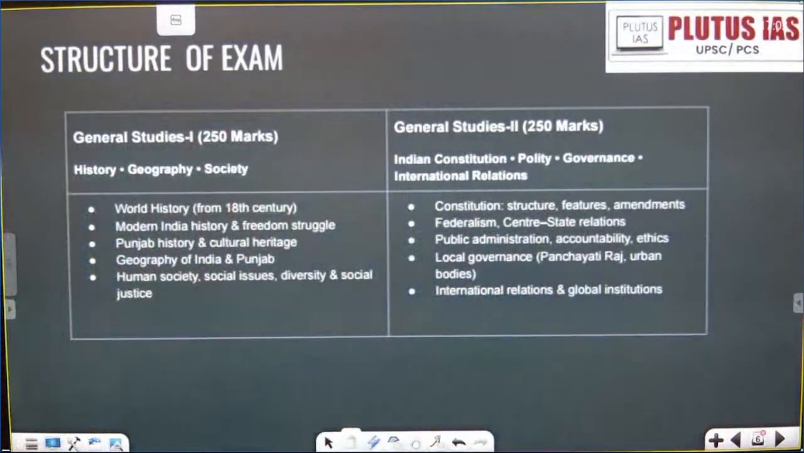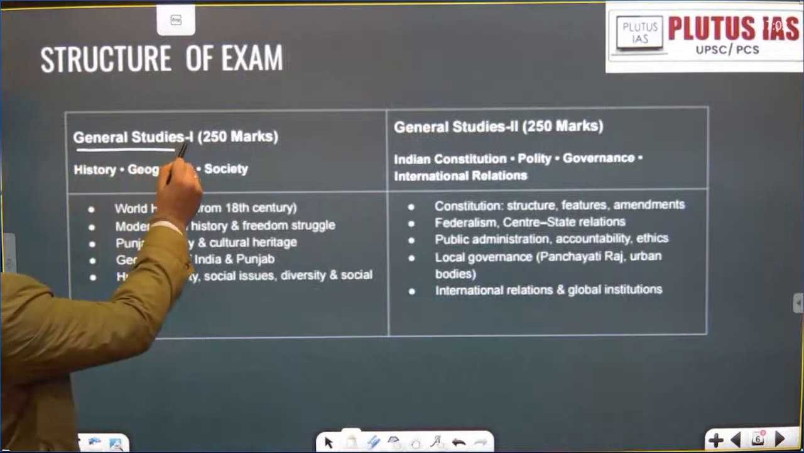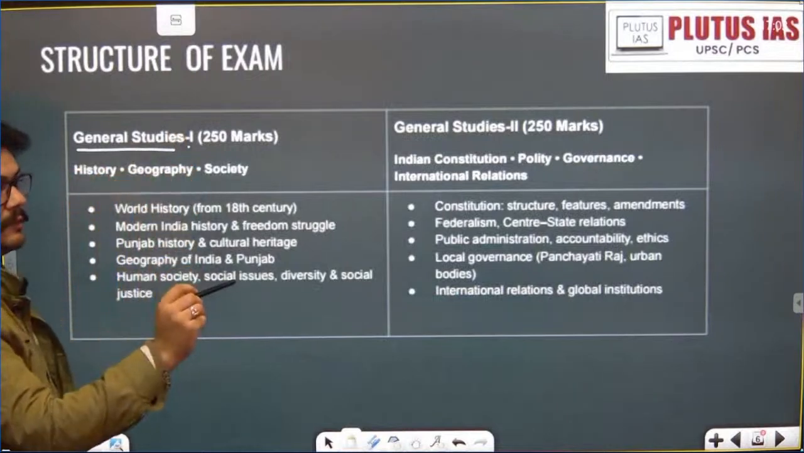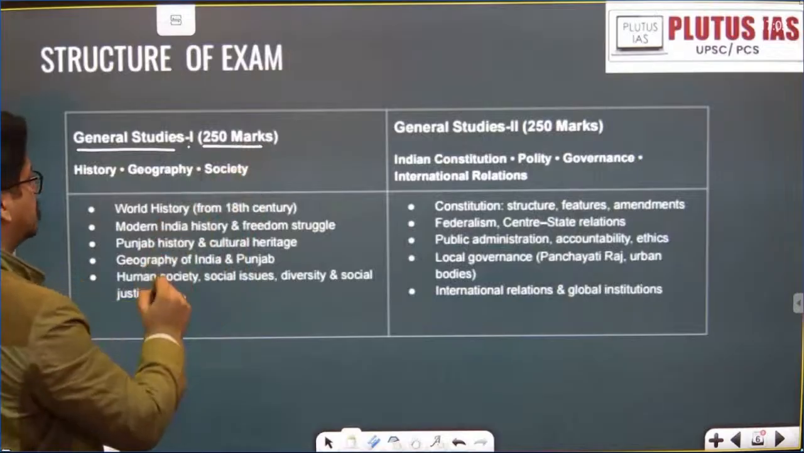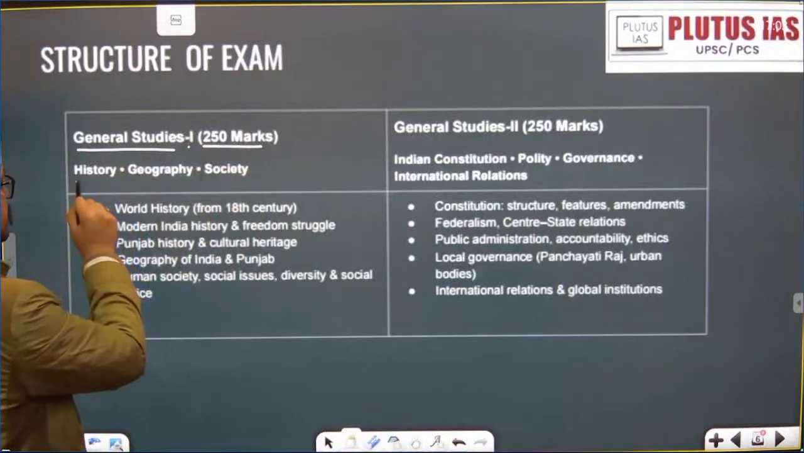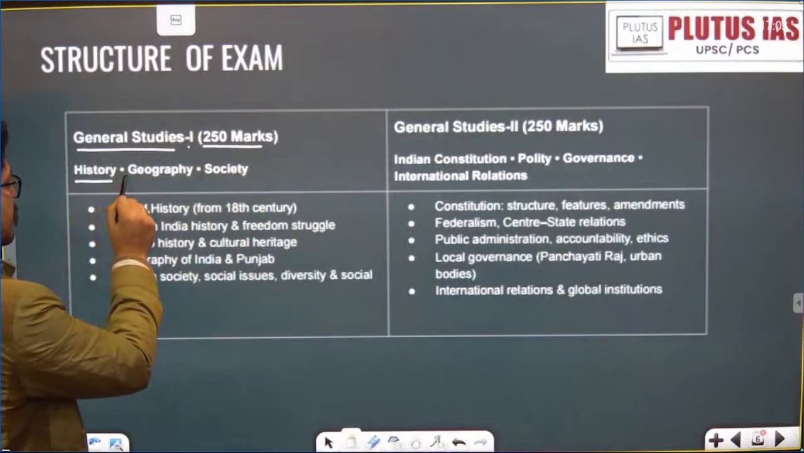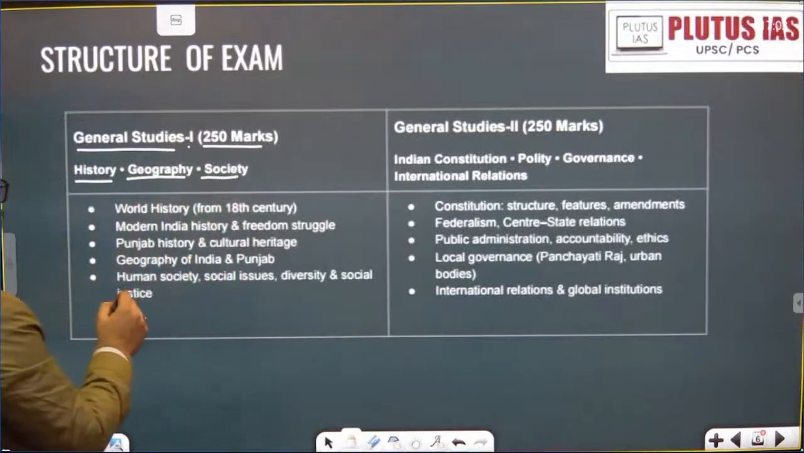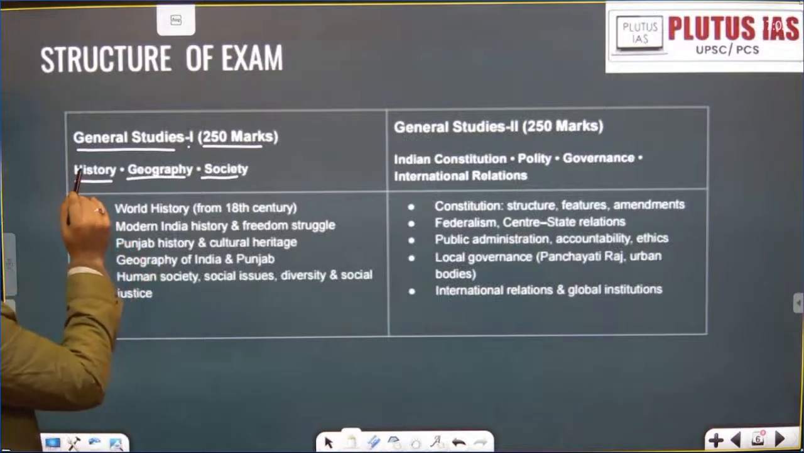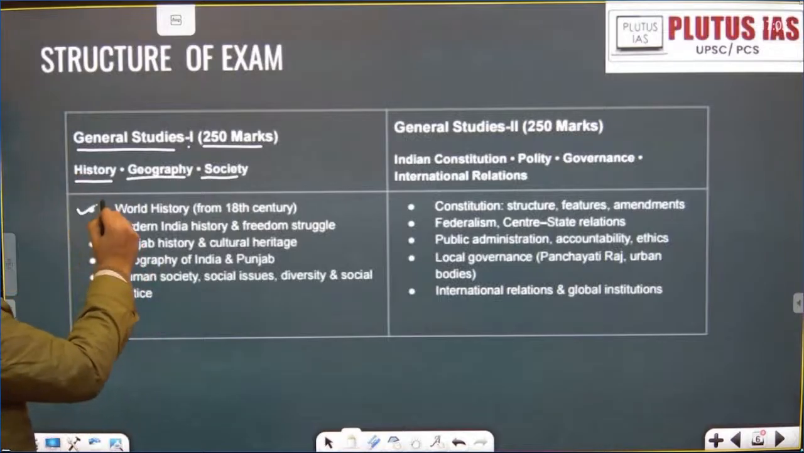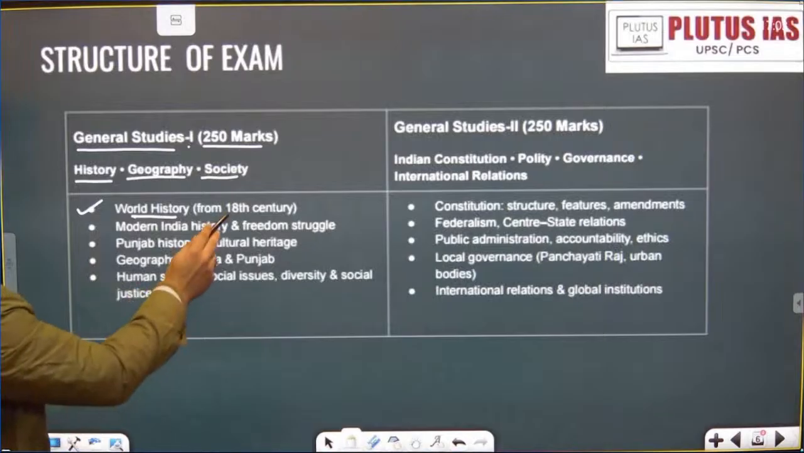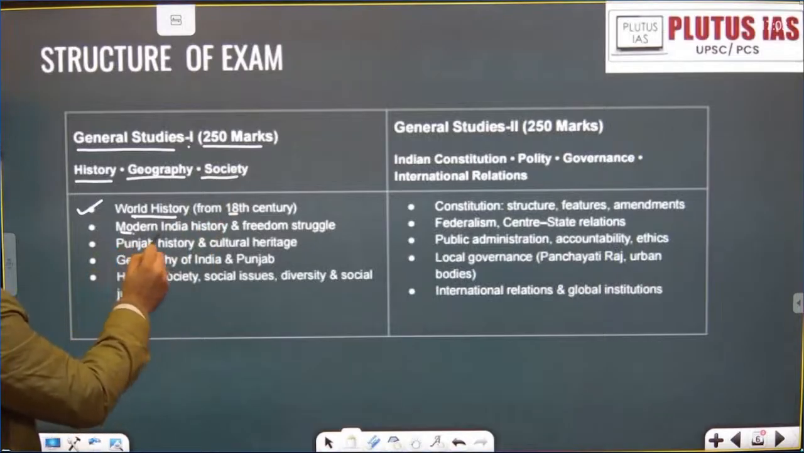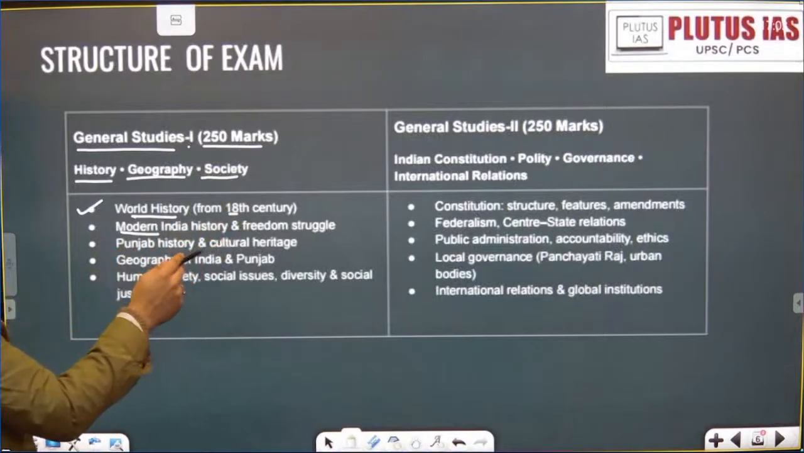So here comes the main cycle of general studies. First, general studies paper 1. All the general studies papers, mind you, are of 250 marks. As usual, GS1 contains history, geography, and society. Mostly, the Punjab PCS GS1 is world history heavy from the 18th century. Then, of course, you'll have modern history and part of the freedom struggle.